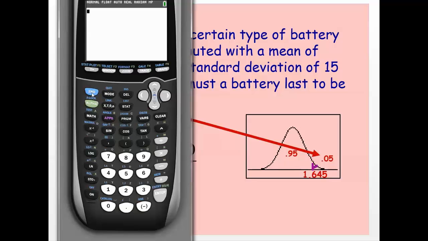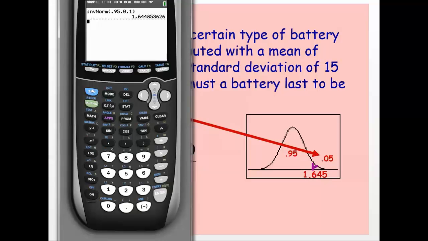So I want to first figure out where this 1.645 came from. Where'd that z-score come from? So when I go to distributions and I go to, this time I want inverse norm. Inverse norm is I have a probability, I want a z-score that corresponds to it. So when I get inverse norm, the area below is 0.95, and I get a mean of 0 and a standard deviation of 1. And I'm just going to hit enter, and I get 1.645, which is what we had a second ago.